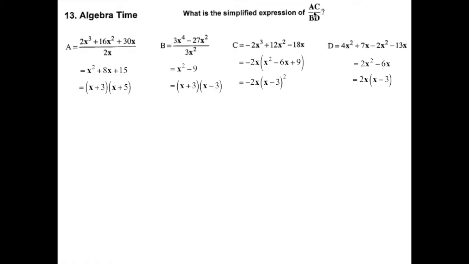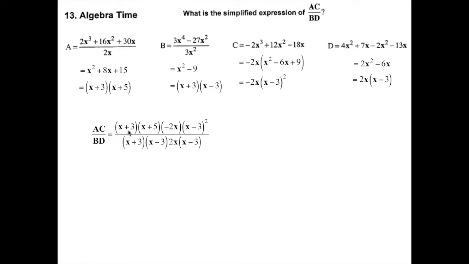Then I'm going to put all this together. The A times the C is x plus 3, x plus 5, times the negative 2x. Now I put the negative 2x in brackets because if I don't, it looks like subtraction. Times x minus 3 all squared, divided by B times D. B is x plus 3 times x minus 3. And D, here I don't really need to put the brackets on the 2x, but you could if you wanted to. 2x times x minus 3.